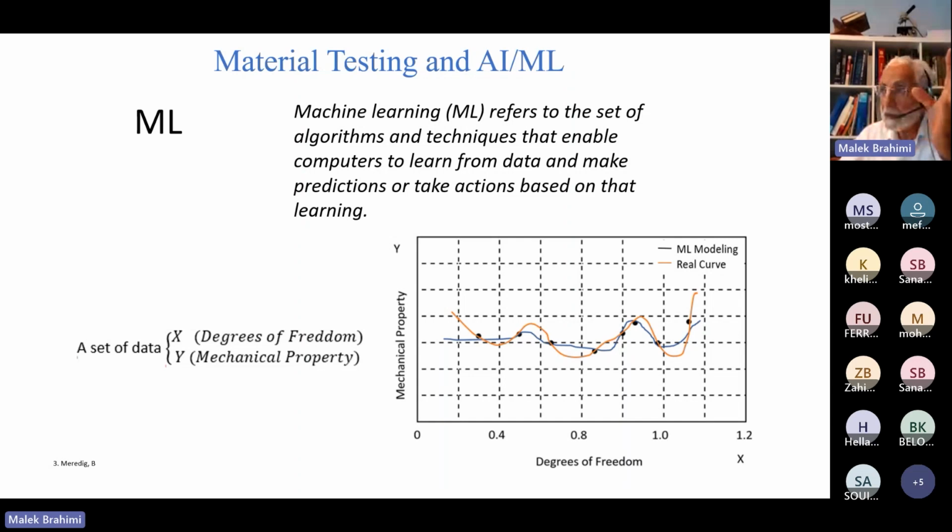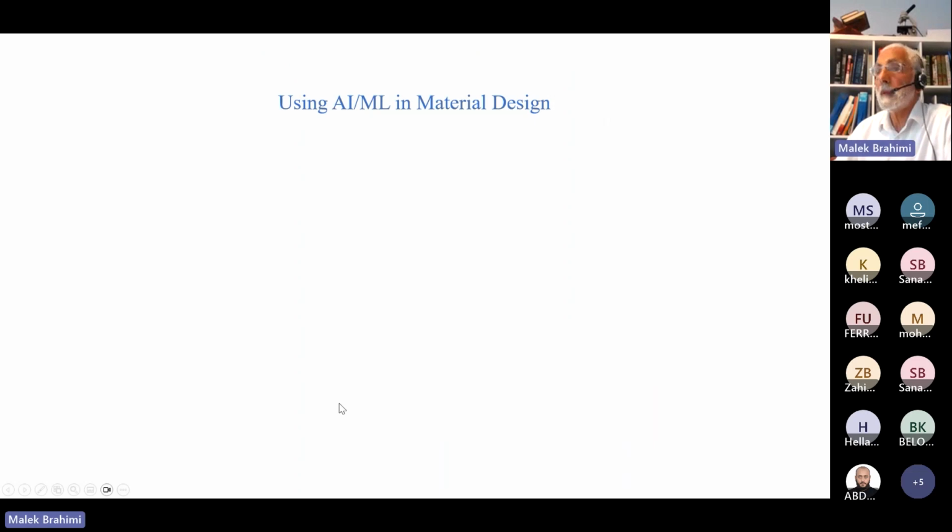So in other disciplines it is different. They apply it, I don't know how they do that, but they do it differently. مثلا electrical engineering or chemistry or whatever in any other discipline. طيب, now using the AI ML in material design.